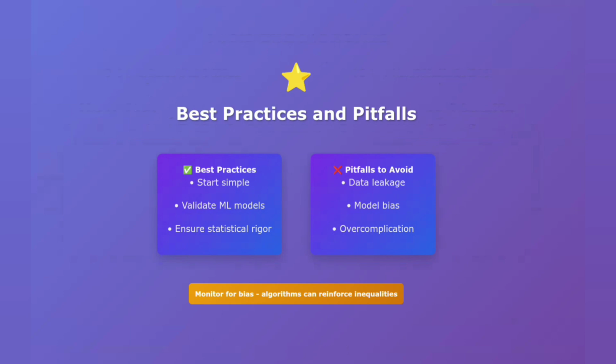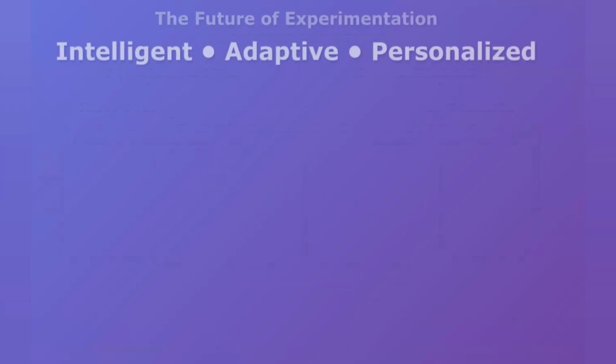Before we conclude, let's cover key best practices. First, start simple. Don't jump to complex causal inference without mastering basic bandits. Second, validate your ML models. A poorly performing model can harm your business more than traditional A/B testing. Watch out for data leakage, using future information to make past decisions. Ensure statistical rigor. ML enhancement should increase, not decrease, your confidence in results. Finally, monitor for bias. Personalization algorithms can reinforce existing inequalities if not carefully designed.